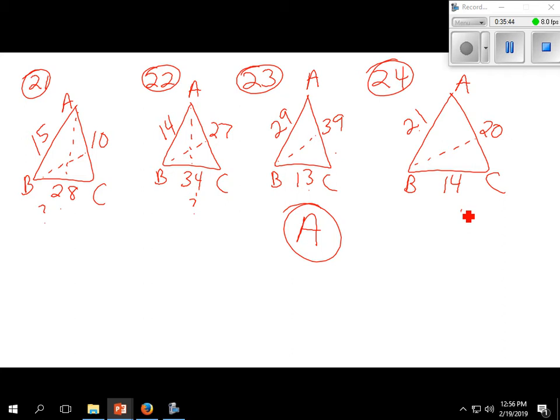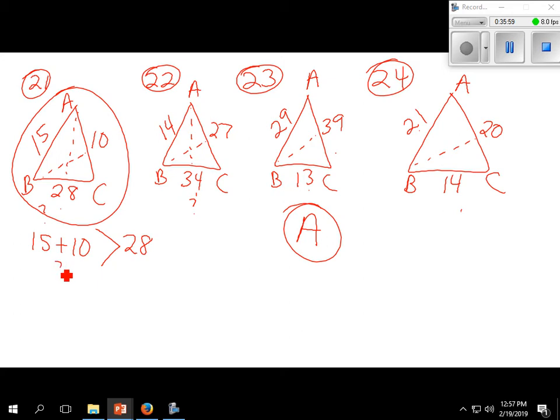So then I look at this triangle, and I look at 15 plus 10. I take those two sides of that triangle and I add them up, and that should be greater than the third side, which is 28. Well, 15 plus 10 is 25. 25 is not bigger than 28. This triangle here is not even a triangle.